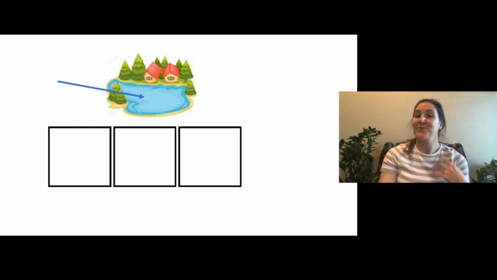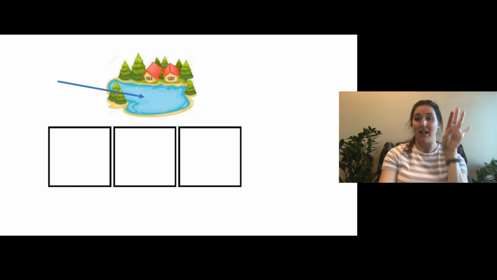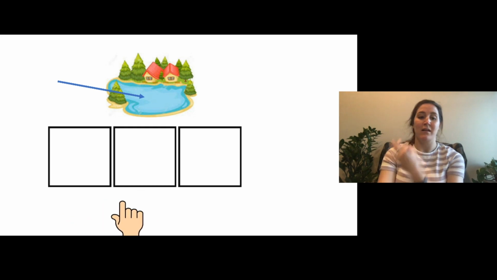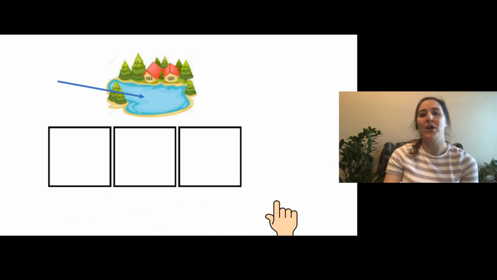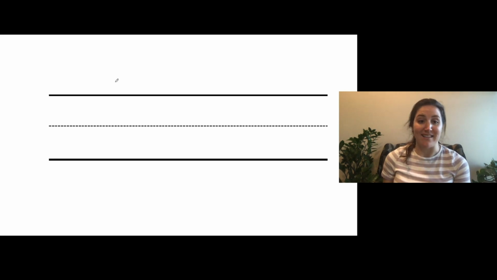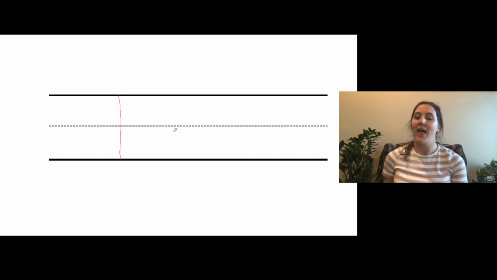Watch me. This has an arrow that's pointing to the lake in front of that house. So I'm going to tap out the word lake. L, a, k, lake. So I need to write the word lake. The first sound I hear in lake is L, so I'm going to write an L. L, a. I hear the long vowel sound A. Lake. K.